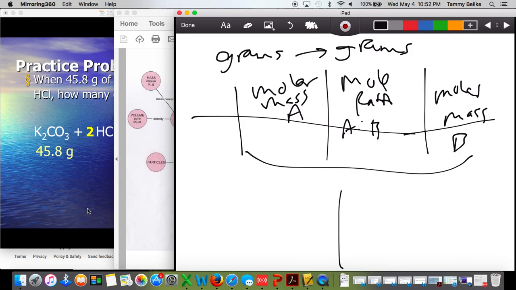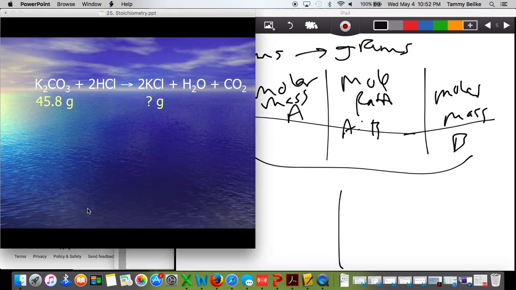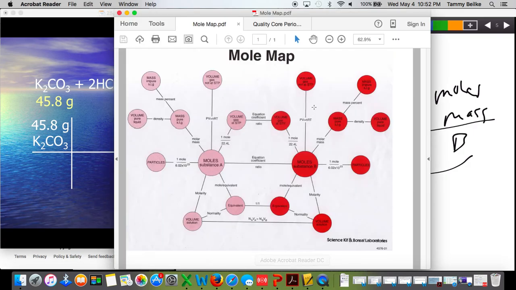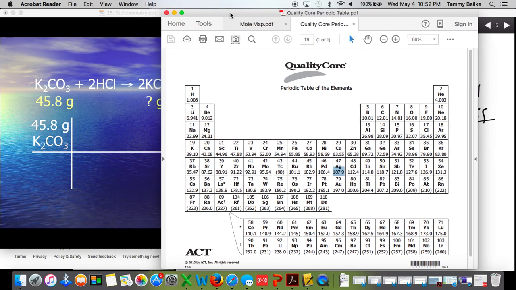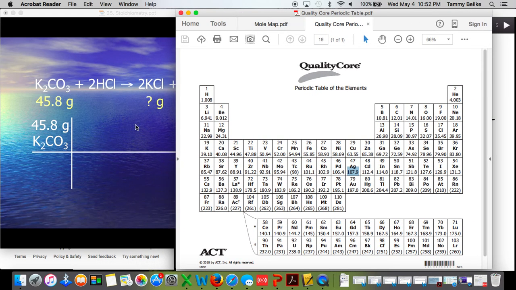Okay, so let's go ahead and just set this up. We have 45.8 grams of K2CO3. First thing is that molar mass. So if we go back to our periodic table, we're looking at 2 potassiums, a carbon, and 3 oxygens. Take a second, calculate that molar mass out. Maybe pause the video as well.